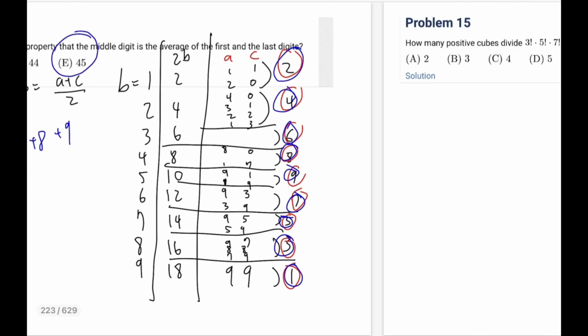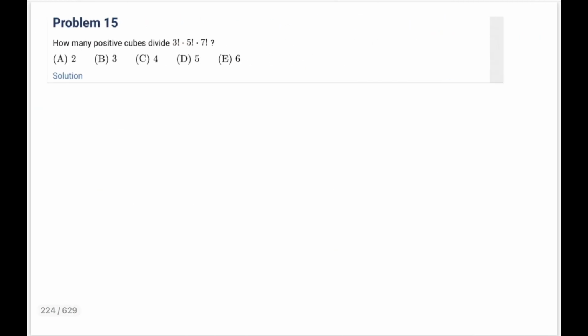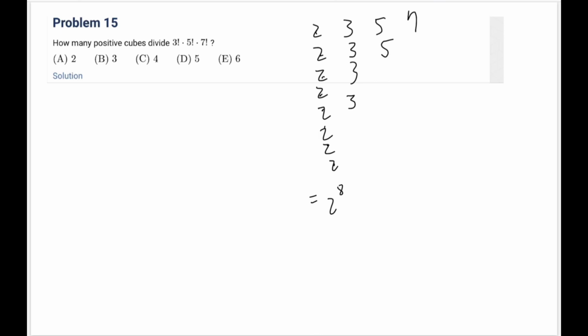Problem number 15. How many positive cubes divide 3 factorial times 5 factorial times 7 factorial? Okay, so let's just write it all out. 3 factorial is 1 times 2 times 3. 5 factorial is 1 times 2 times 3 times 4 times 5. 7 factorial is 1 times 2 times 3 times 4 times 5 times 6 times 7. So this whole thing is 2 to the 8th power, times 3 to the 4th power, times 5 to the 2nd power, times 7 to the 1st power, right?